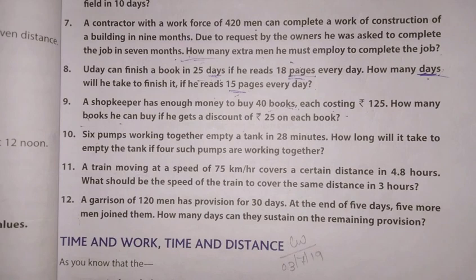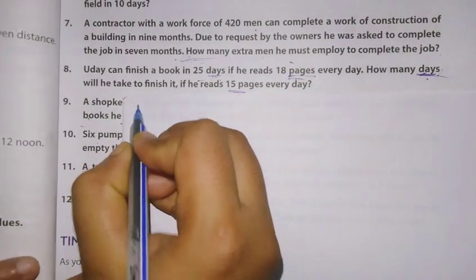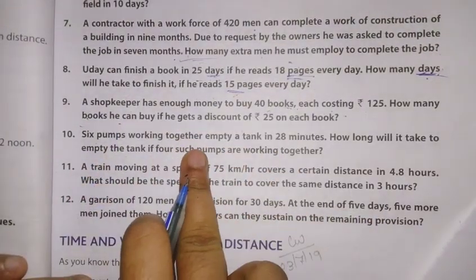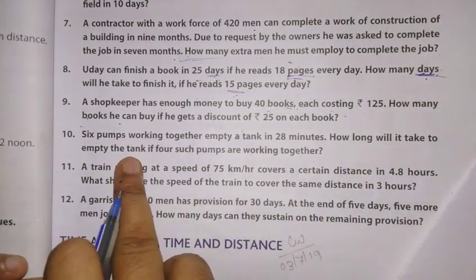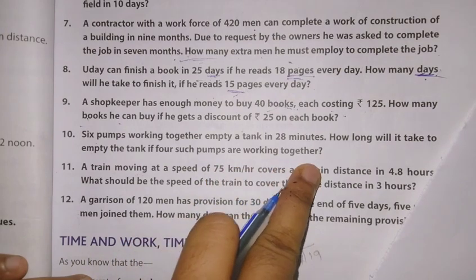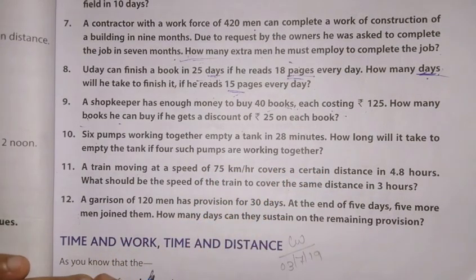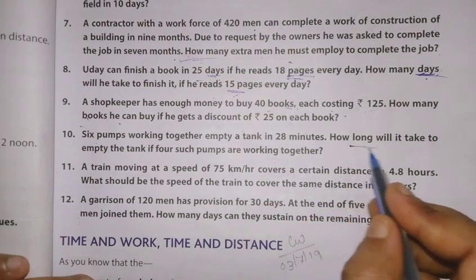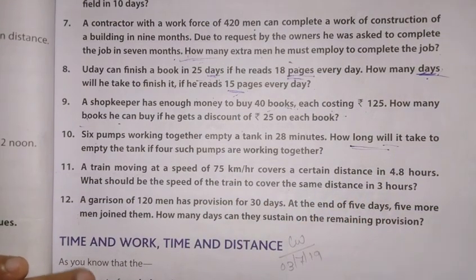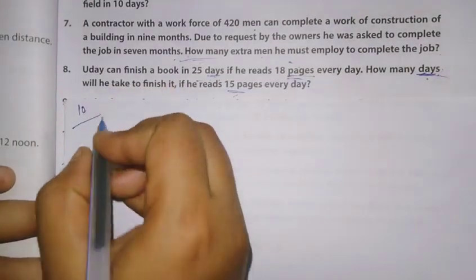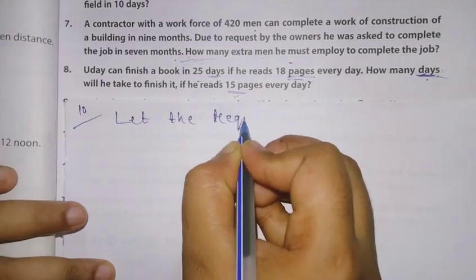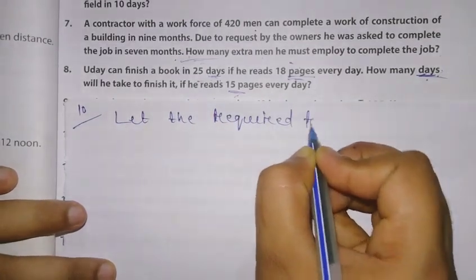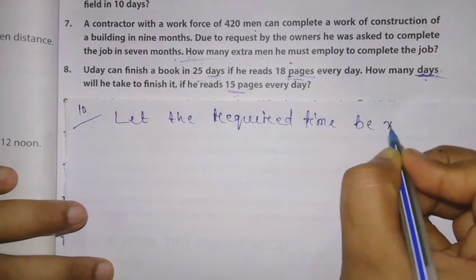Now we solve question number 10. Six pumps working together empty a tank in 28 minutes. How long will it take to empty the tank if 4 such pumps are working together? First, let the required time be x minutes.